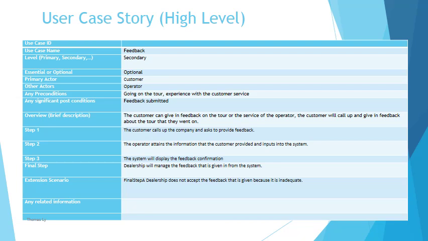This is a use case story high level again. The last high level use case was very brief, so this one I will explain in more detail about the sections in the table. The use case name is the name of the use case story. The level for this use case would be secondary. This is because the customer cannot give feedback without going through the first primary level, which would be going on tour or speaking with the customer service. This is only optional because the customer does not need to give feedback if he or she does not want to.